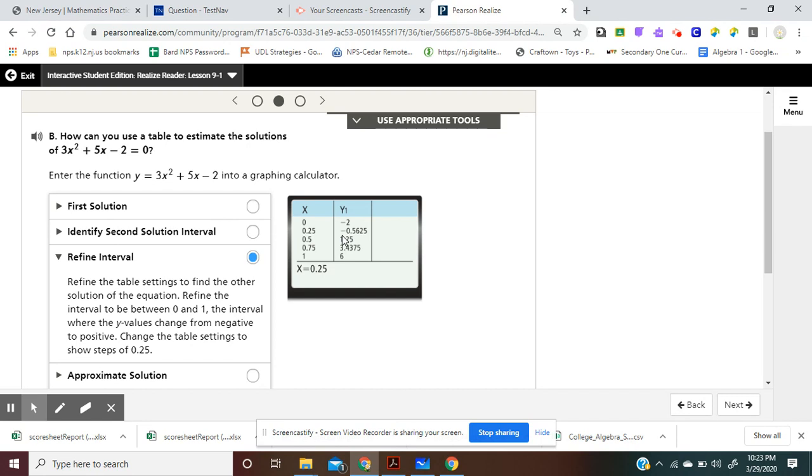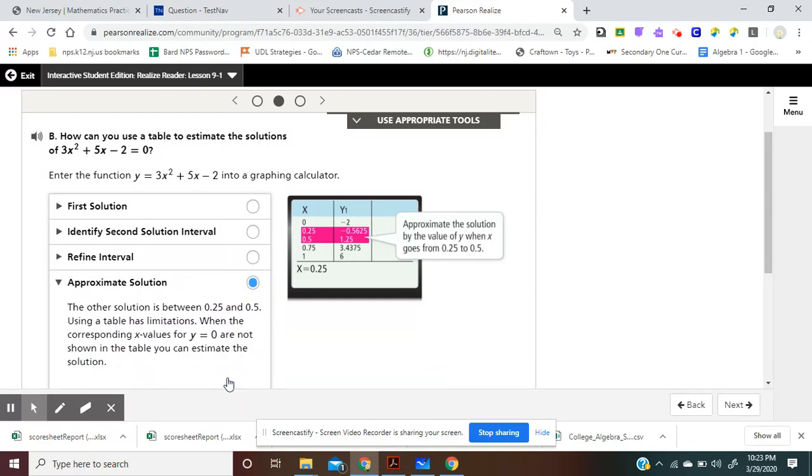So now we're going from negative 0.56 to positive 1.25. So we know that our solution's somewhere in between here, and 0 is a little closer to 0.25 than 0.5, so we could approximate that our solution is approximately 0.3. It's not an exact solution by any means, but it's a start, and we can get close to our solution. Of course, graphing and using the zeros feature on the calculator is a lot more precise.